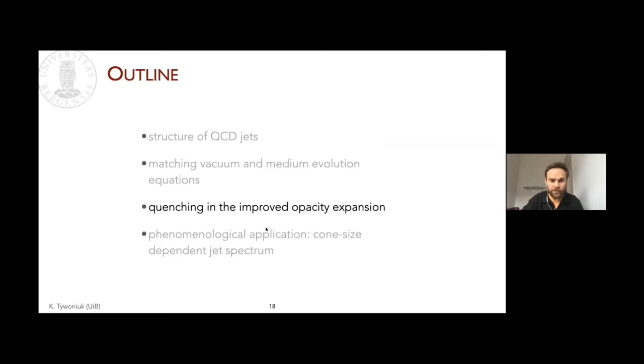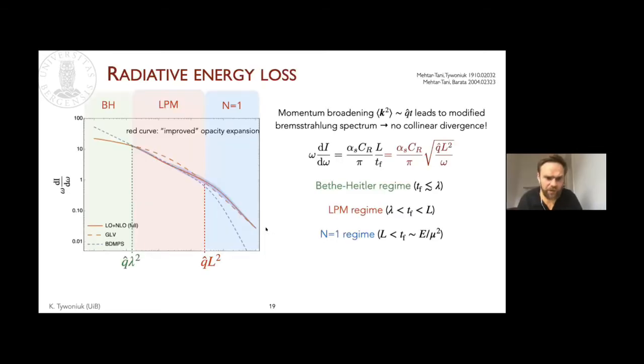So now let's go over to the details of how partons lose energy in the medium. And this we will do by introducing, very briefly, the improved opacity expansion. I always refer to the medium scale as something that everybody should know, but of course, what we refer to as a medium scale is simply momentum broadening, roughly. So the medium's resolution power, or basically the typical transverse momentum squared that it can provide to any parton or any object moving through it, roughly scales like a transport coefficient q hat times the time of propagation.